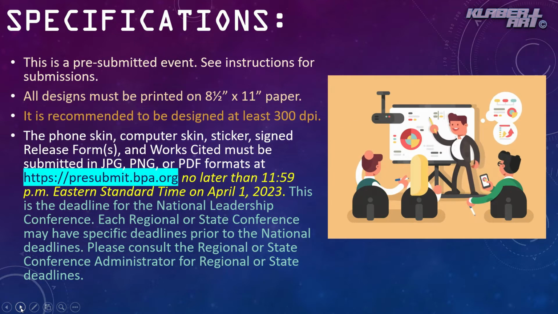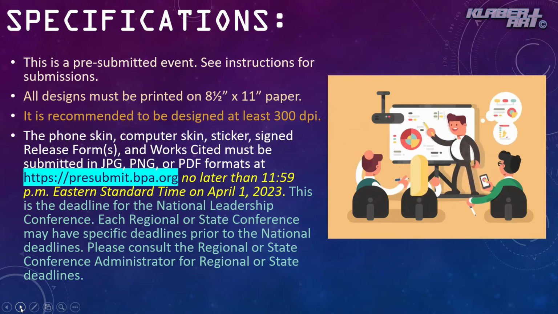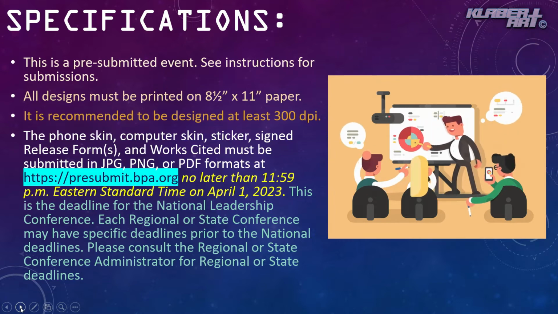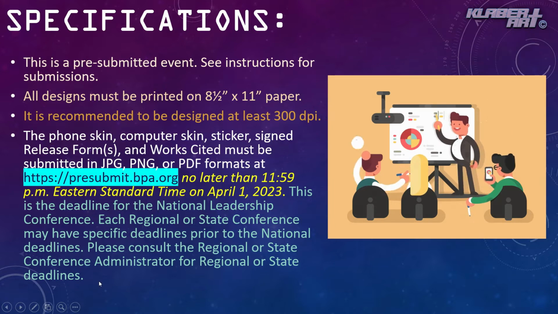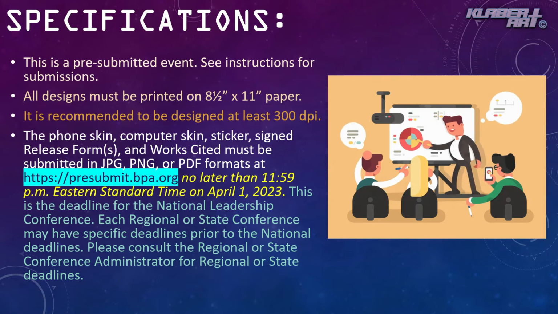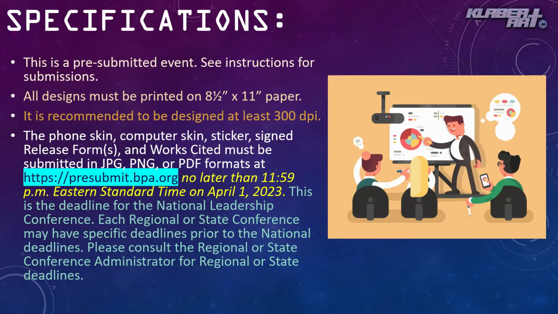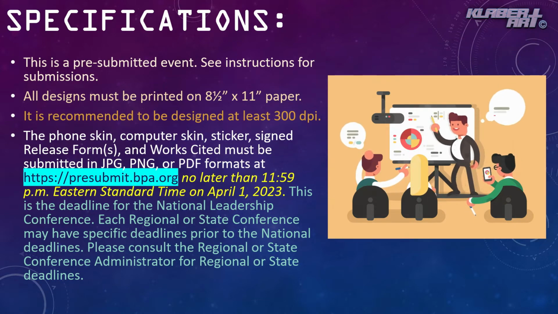Now the specifications, this is a pre-submitted event, so you have to see the instructions on the official PDF handout. All designs must be printed on 8.5 by 11 paper. It is recommended to be designed at least 300 DPI. The phone skin, computer skin, stickers, signed release forms, and works cited must be submitted in JPEG, PNG, or PDF formats to this website no later than 11:59 p.m. Eastern Standard Time on April 1st, 2023.